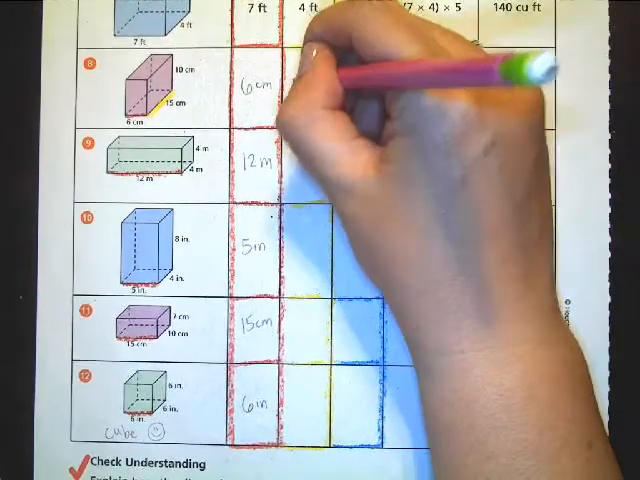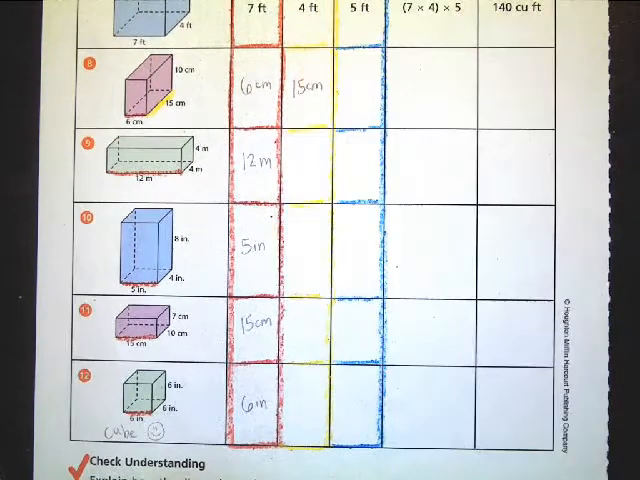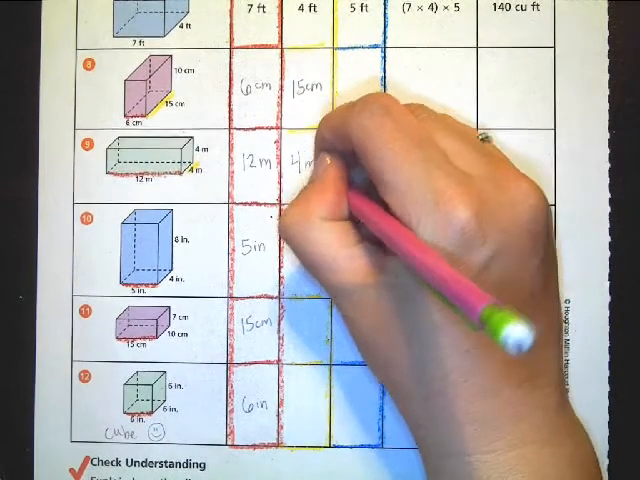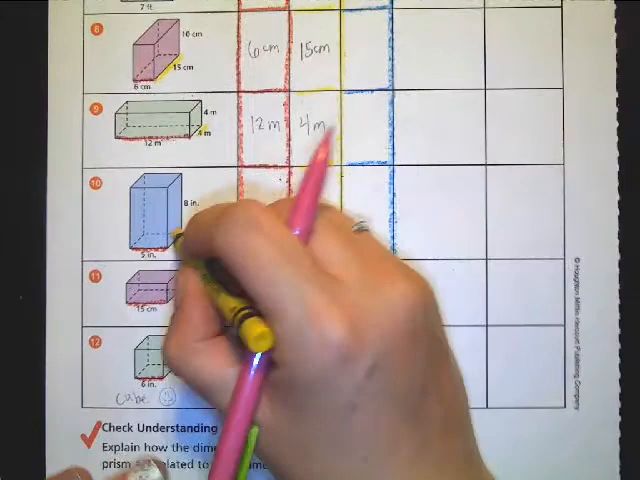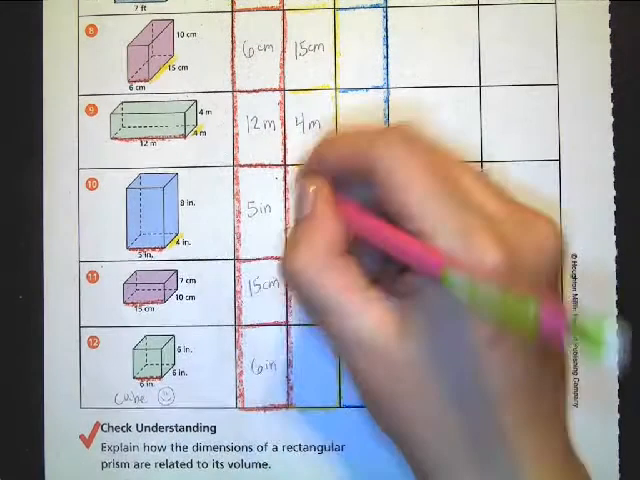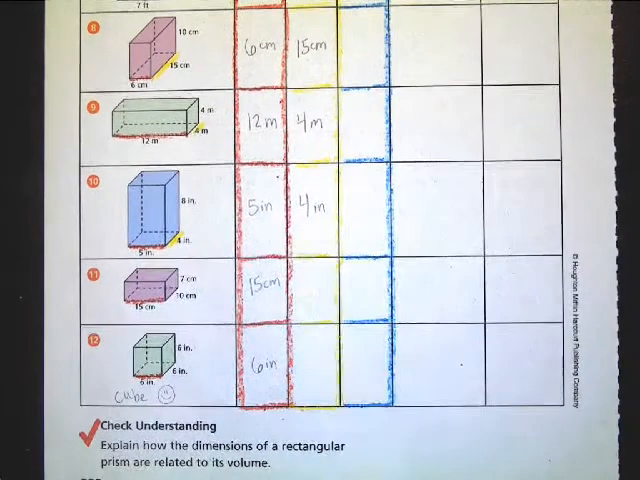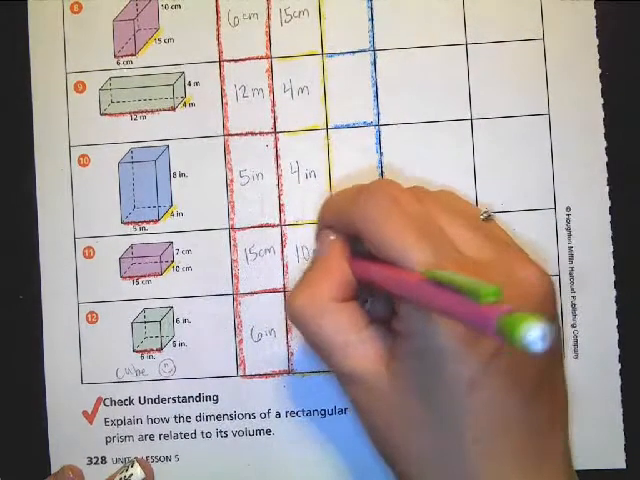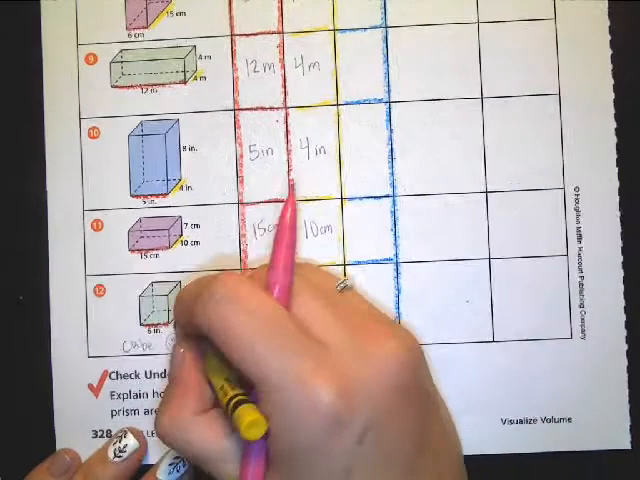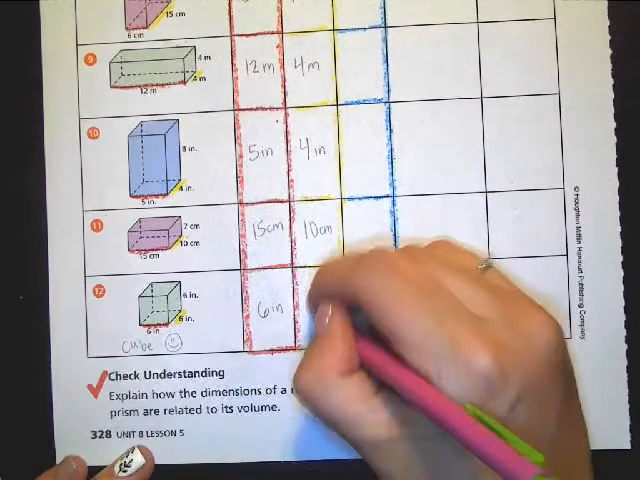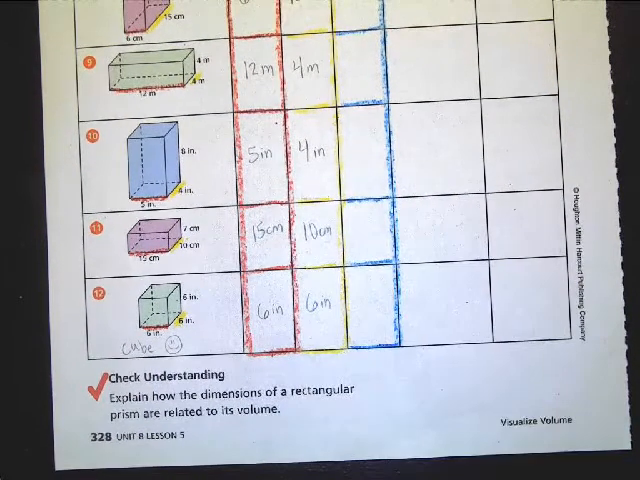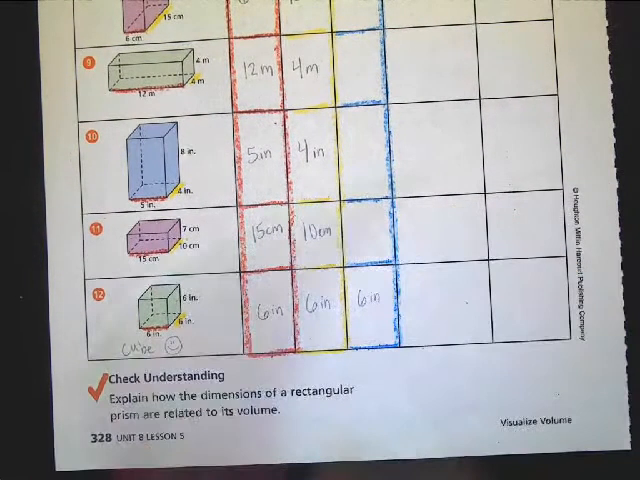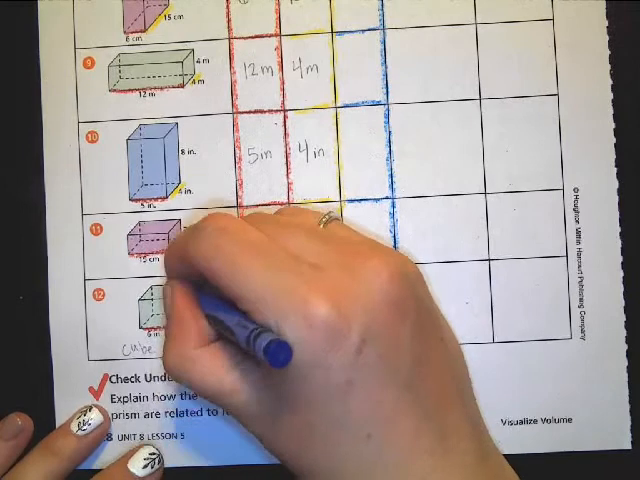How far back does the shape go? 15 centimeters on this one. The green one, how far back does it go? 4 meters. Number 10, how far back does it go? 4 inches. Pink one, how far back? 10 centimeters. And number 12, how far back does it go? It's a cube, so it goes 6 inches. Even without looking, I already know that the cube's height is also going to be 6 inches.